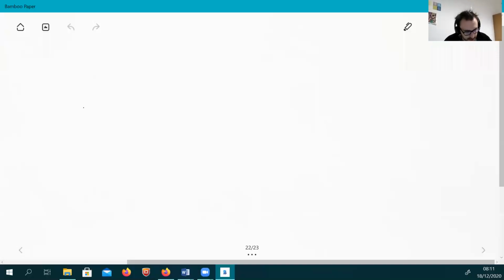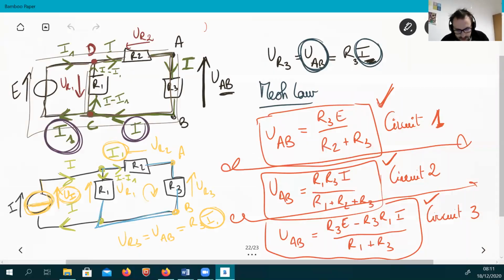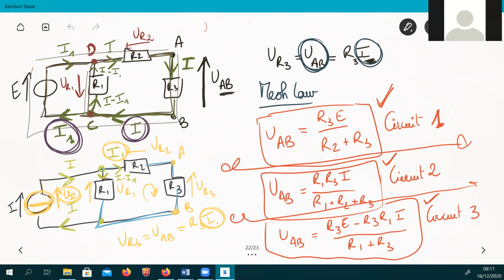Find out the result of these 3 different circuits. Do you have questions? Nothing? Is it clear for everyone? For me, it takes some time to find them, but it's clear.